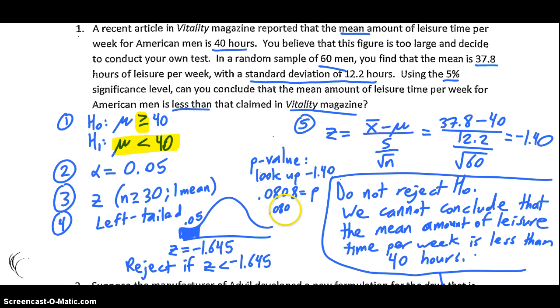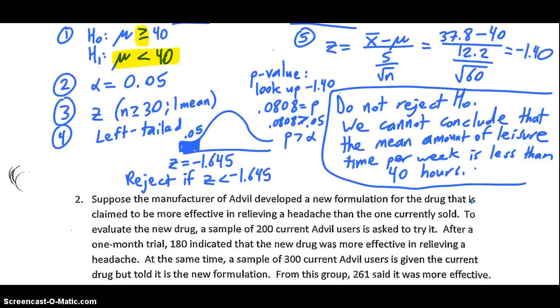Well, 0.0808 is greater than, I almost said less than, it's greater than our alpha value, which is 0.05. And if p is greater than alpha, that means you do not reject, which just confirms what we said. Remember, I'm going to have you find the p-value once. I honestly prefer z-score myself, but I'm only going to have you do one p-value. So make sure you know how to do it.